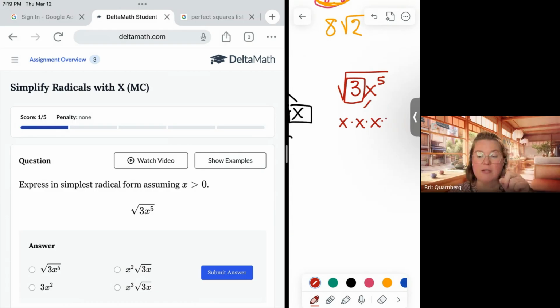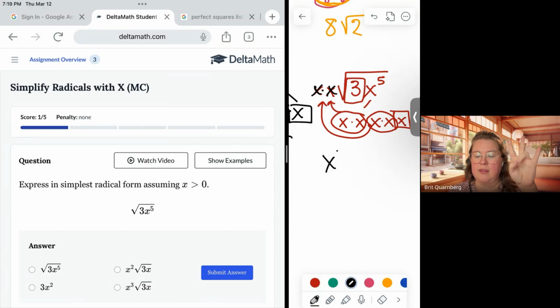So x to the 5th means I'm multiplying x by itself 5 times, right? So I have one set of x's, here's another set of x's, and then this one is stuck inside. So I had 2 x's that came out, and then one stuck inside. Oh, and then we could multiply them. So then we'd have these 2 x's. If I multiplied x by x, I would get x squared. And then stuck inside would be the 3 and the x. As far as the answer goes, that's the one I would answer.